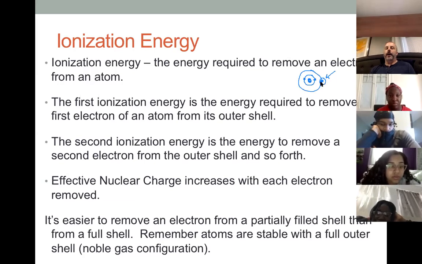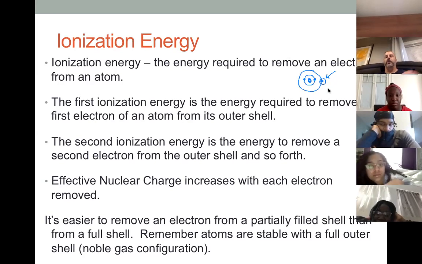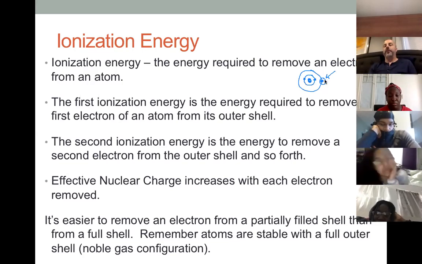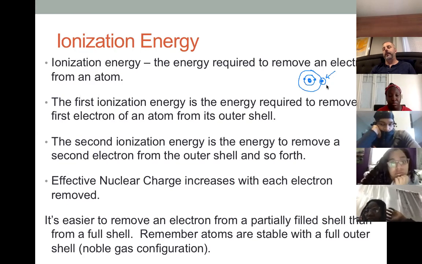And so obviously we have a Zeff. We have the nucleus pulling on that electron. And so if you want to remove that electron and pull it off of there, it's going to take some energy to remove it. But at the same time, metals sort of want to get rid of that electron so that they can become stable. So it's going to take some energy, but it's not a whole lot.